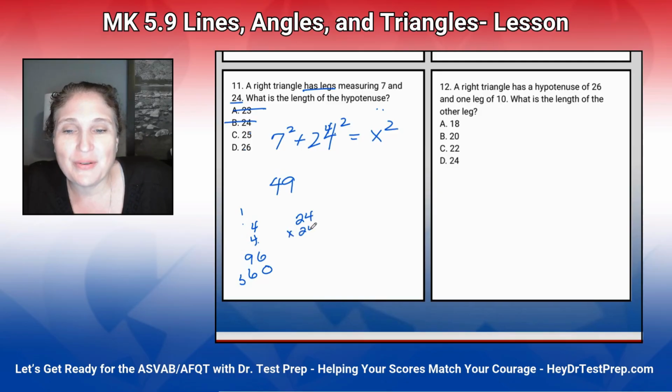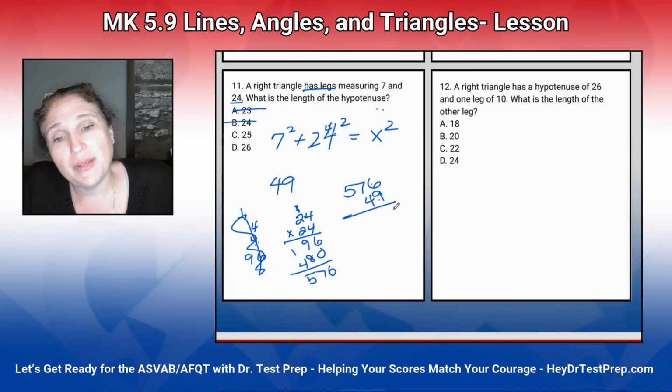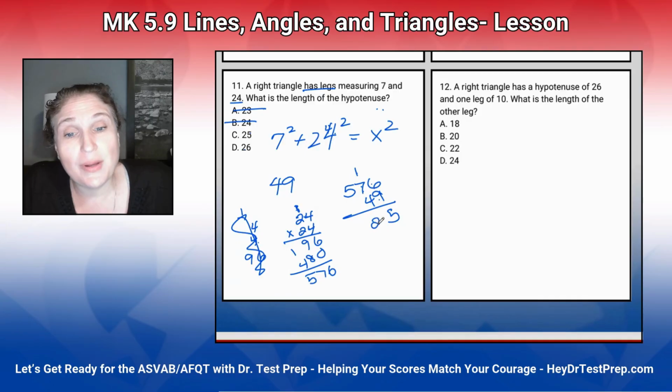24 times 24. Okay. 4 times 4 is 16, carry the 1. 4 times 2 is 8, plus 1 is 9. Put our placeholder because now we're multiplying by tens. 2 times 4 is 8. 2 times 2 is 4. When we add it going down, we get 576. So we've got 576 plus 49. When we add these up, carry the 1. 7 plus 4 is 11 plus 1 is 12.